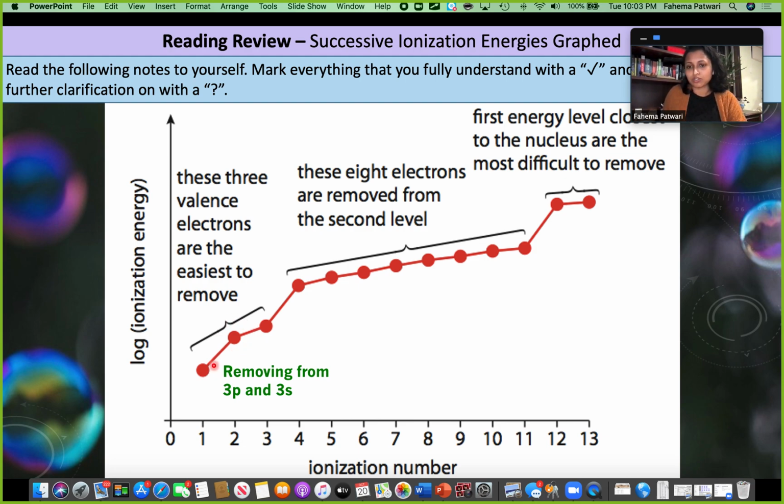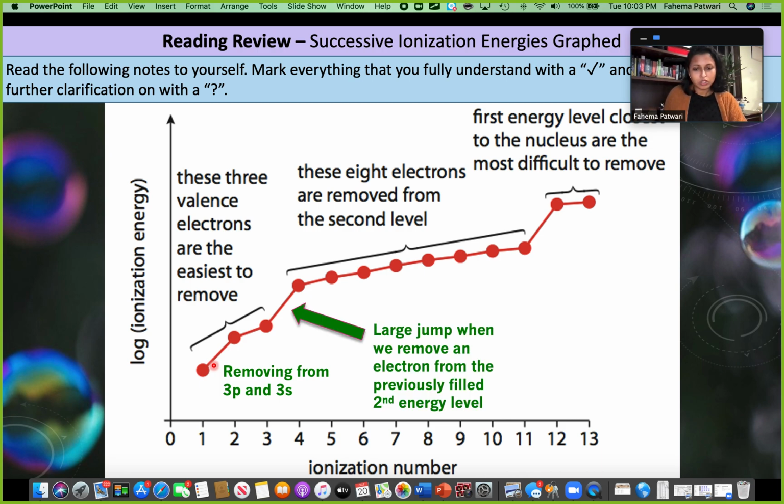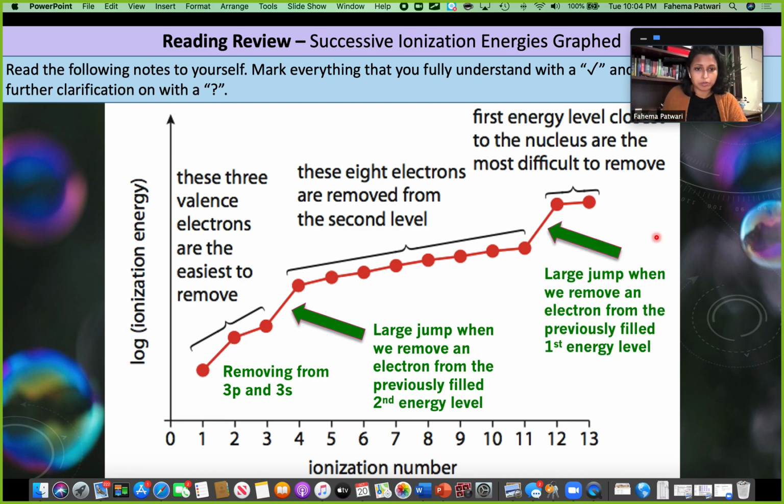3s is slightly lower in energy, so you have to add just a little bit more energy to remove electrons from 3s. Then we see this large jump because now we're trying to remove an electron from a shell that's full. And another jump here because you're trying to remove an electron from the first energy level, which is filled by 2 electrons.